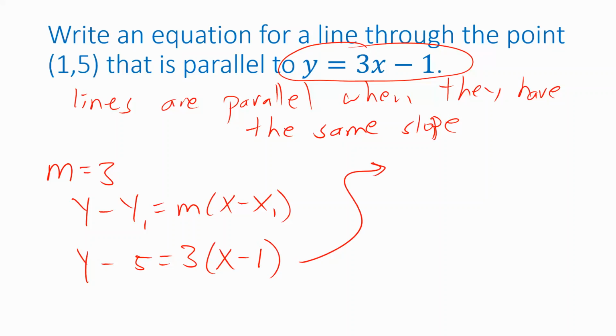Simplify this. y minus 5 equals 3x minus 3, and then add 5 to both sides, y equals 3x plus 2.